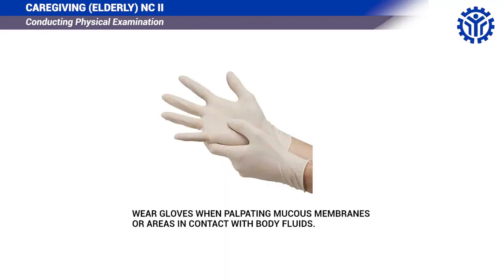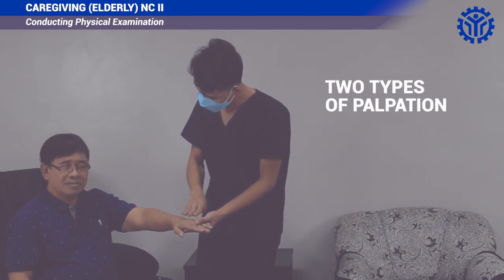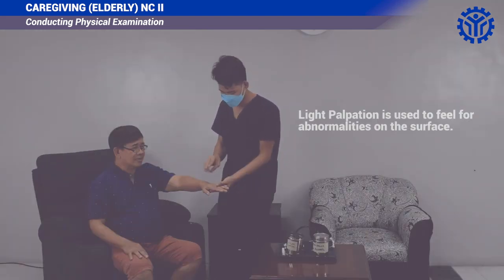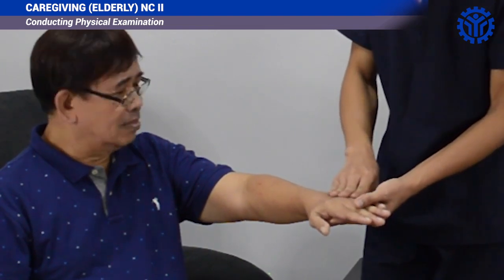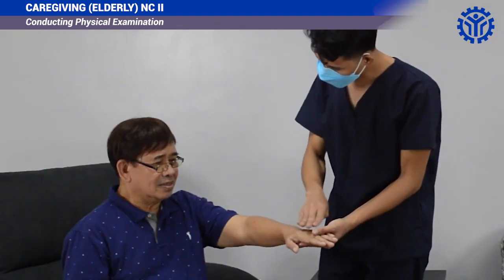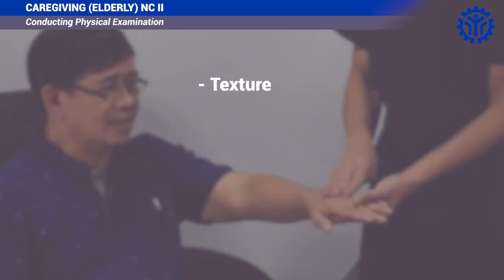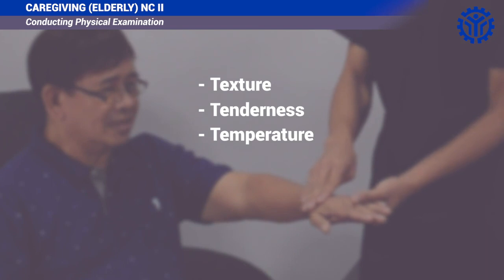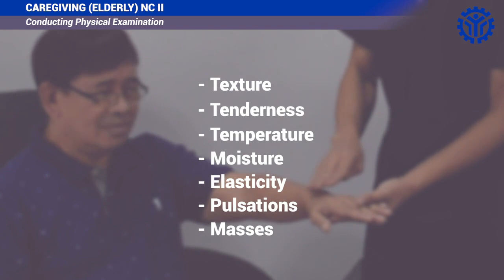Wear gloves when palpating mucous membranes or areas in contact with body fluids. Palpate tender areas last. There are two types of palpation: light and deep. Light palpation is used to feel for abnormalities on the surface. Depress the skin 1/2 to 3/4 inch or about 1 to 2 centimeters with your finger pads using the lightest touch possible. Check for texture, tenderness, temperature, moisture, elasticity, pulsations, and masses.